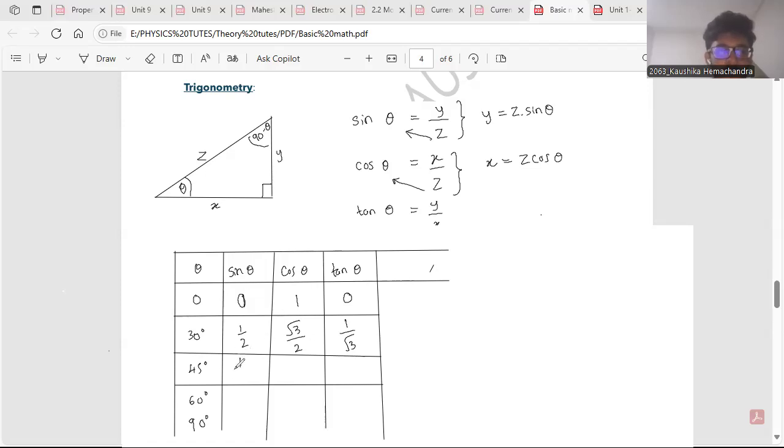Sin 45 is 1 over root 2, right? Cos 45 is also 1 over root 2 because a 45 degree angle is a right angle triangle. If this is 45, this is also 45. So that means these sides are equal. So sin theta equals cos theta when 45 is the angle. Tan theta is equal to 1.